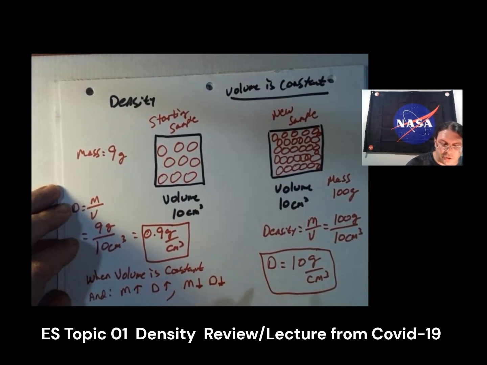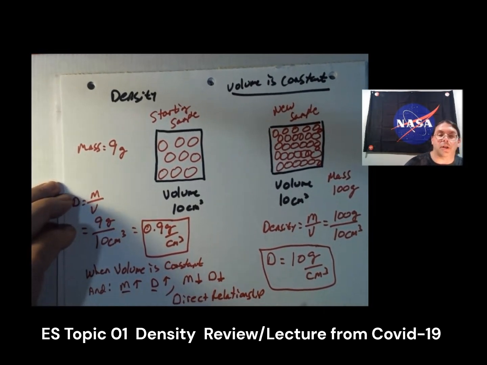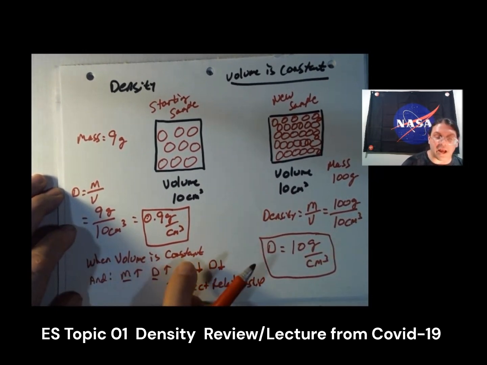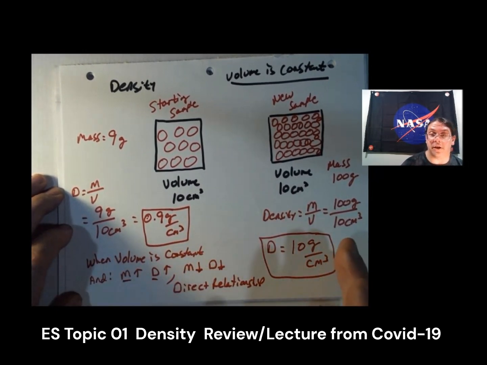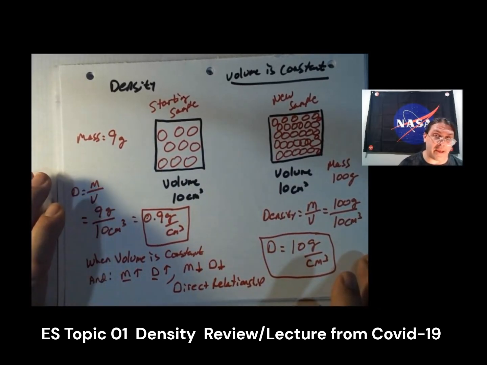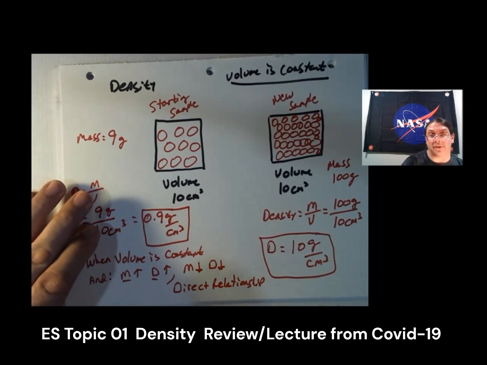So this is called a direct relationship. Mass and density have a direct relationship to one another. Remember, volume is constant, so the volume was unchanging. All I changed was my mass concentration. When I increased my mass, density went up. When I decreased my mass, my density goes down, when my volume remains constant.